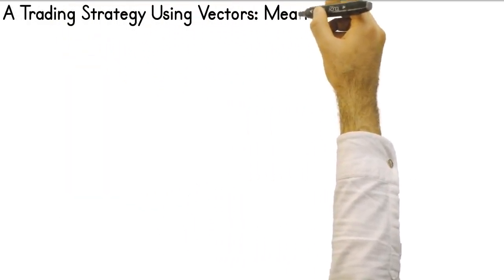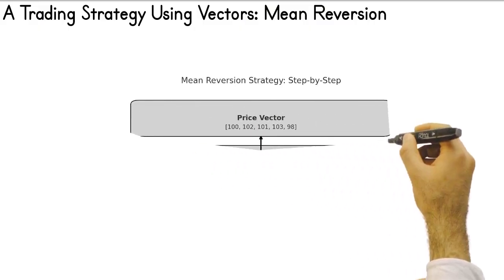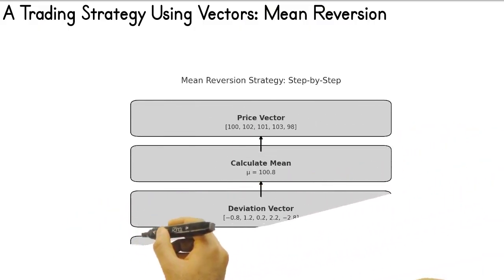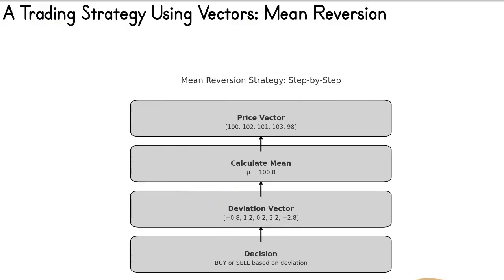Let's walk through a simple trading strategy using vectors. We begin with the price vector, 100, 102, 101, 103, 98. These are the stock prices over 5 days. Next, we calculate the mean, or average price. Mu equals 100.8. Then, we find the deviation vector by subtracting the mean from each price. That gives us minus 0.8, 1.2, 0.2, 2.2, minus 2.8.